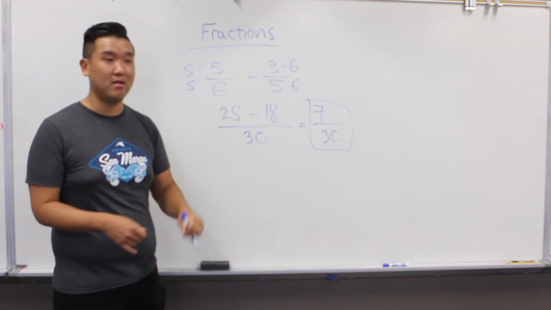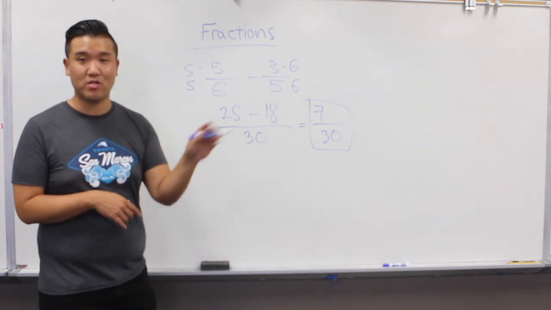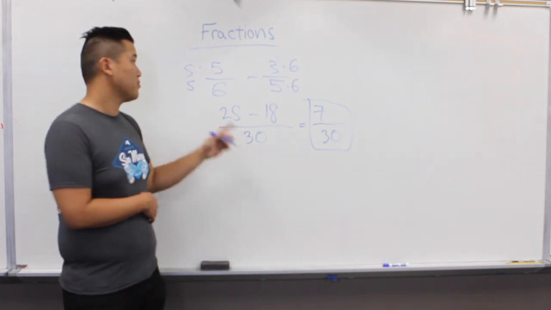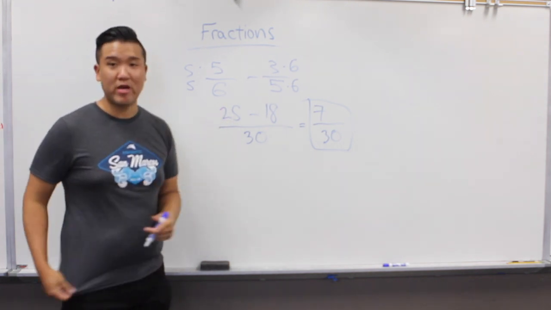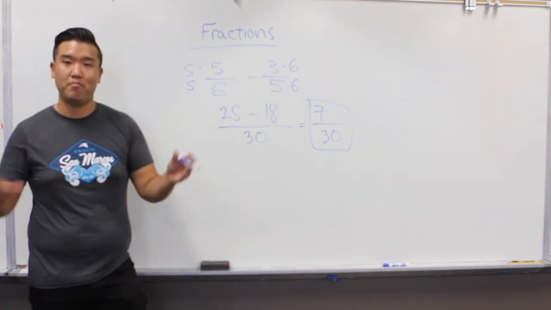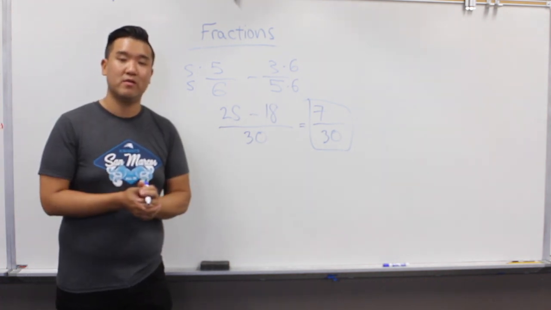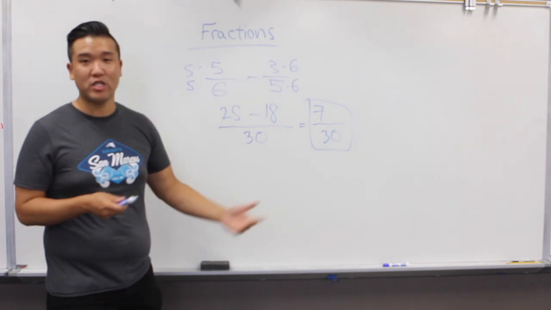Let's kind of recap that. Multiply, just multiply straight across. Numerator, denominator. Division, KFC, keep, flip, change. Add and subtract, you need to get a common denominator and then balance it out so you can combine. Alright, so that concludes our lesson with fractions.